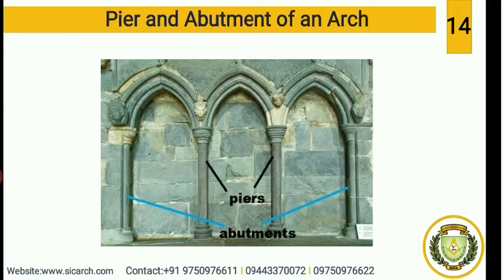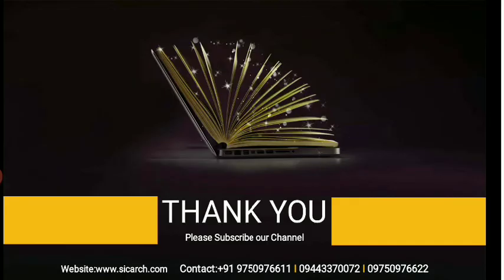Piers and abutment. Piers are like a false column: it will be like a column, but it will be attached to some background wall. Abutment is a starting point.